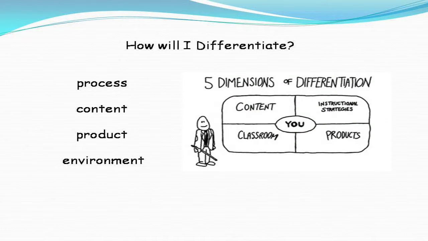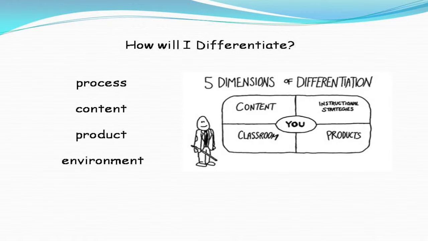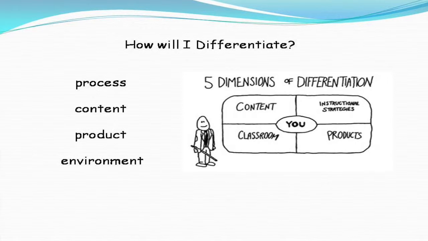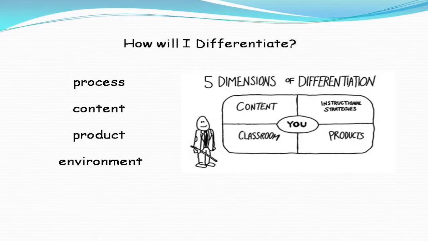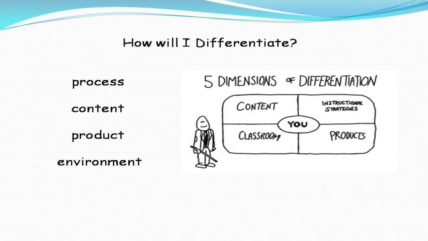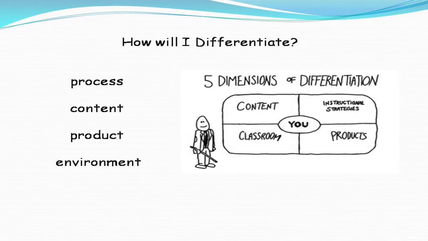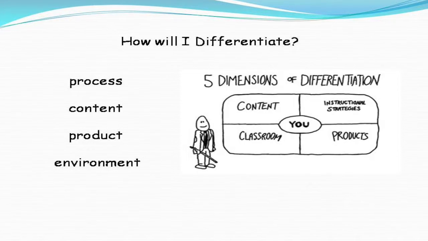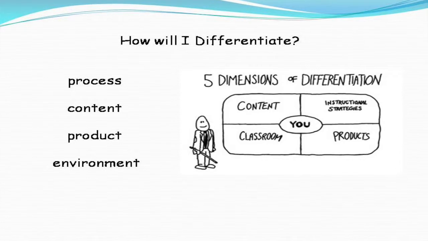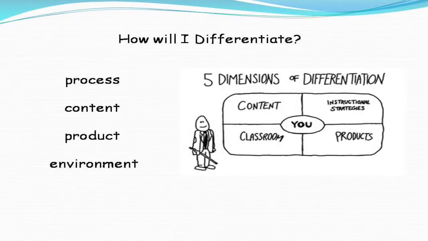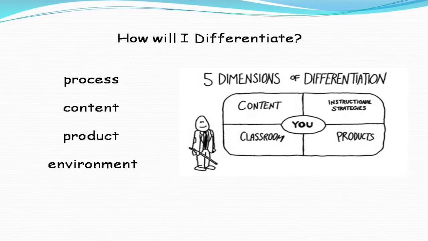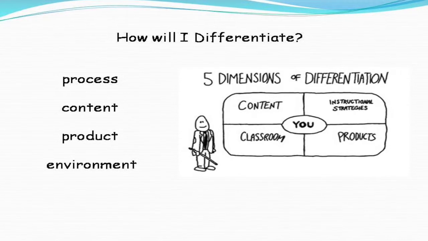I will differentiate the process, the content, the product, and the environment. Differentiating content refers to the knowledge and skills children are learning. Differentiating content requires that students are pre-tested so that the teacher can identify the students who do not require direct instruction, as well as the students who need more explanation to grasp the concepts. I will adjust the core curriculum by content from below grade level to above grade level.